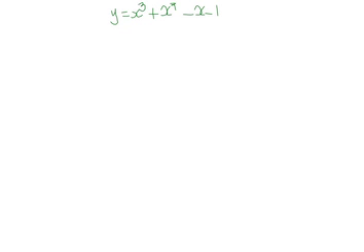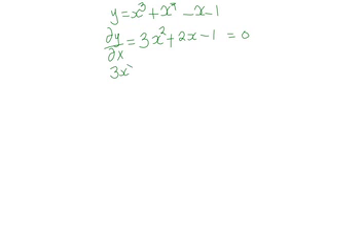we have to get dy/dx. We differentiate. dy/dx will be equal to 3x squared plus 2x minus 1. And at the stationary points, dy/dx of this curve should be equal to 0. So we have 3x squared plus 2x minus 1 equal to 0.